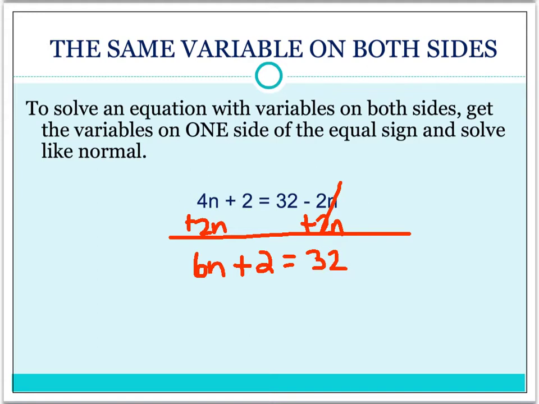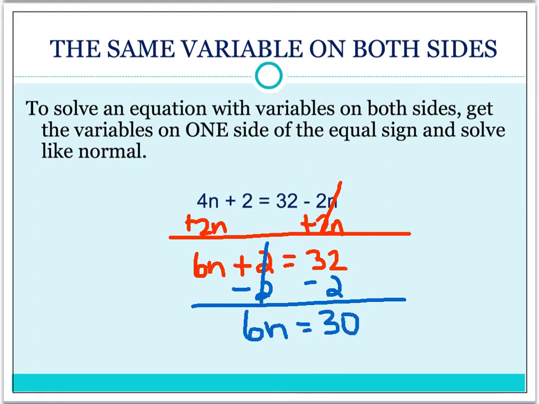First of all, we have to undo our addition or subtraction. In this case, it's the addition of 2. So we will subtract 2 from both sides, because remember, we're trying to get our n, which is now just one n, by itself on the left-hand side. When we do this, those disappear, and we're left with 6n is equal to 30. We divide by 6 to undo the multiplication, and we get n equals 5.